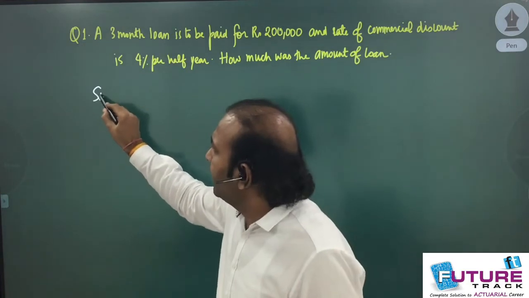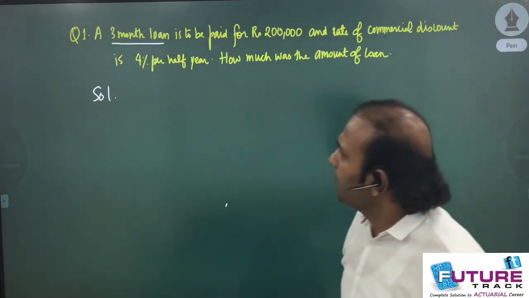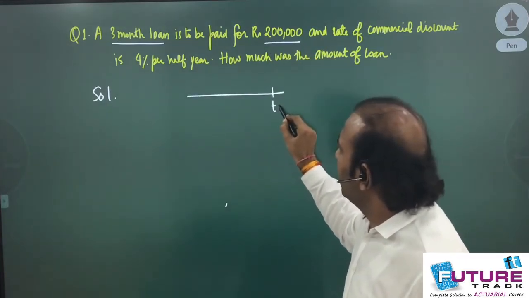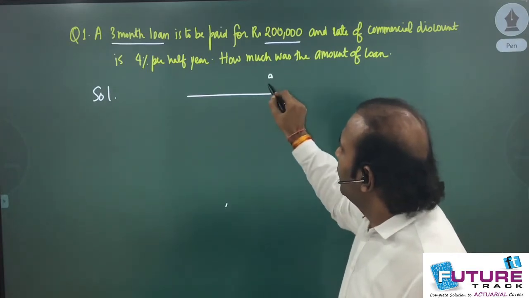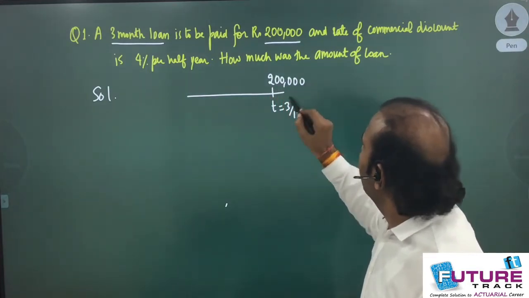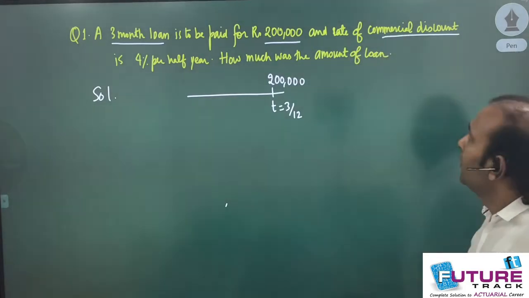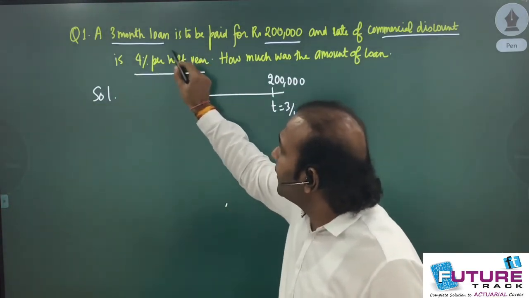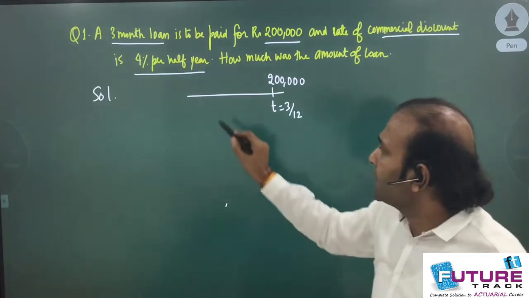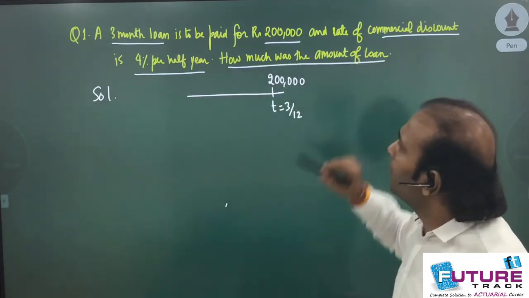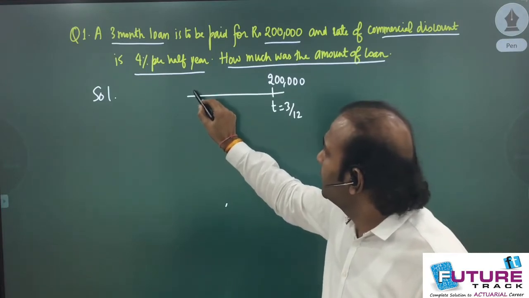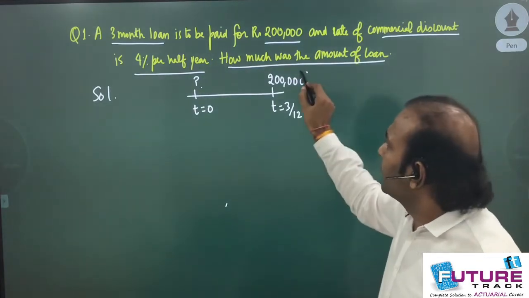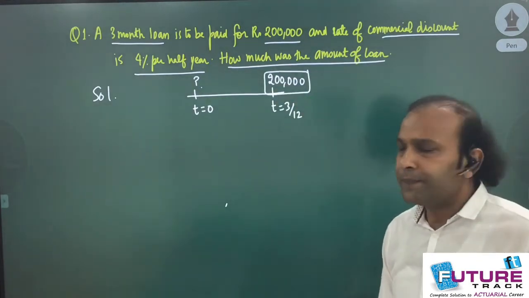So what we have given, a 3-month loan is given to be paid for 2 lakh. So a person has taken 3-month loan of amount 2 lakh and the rate of commercial discount, now commercial discount means simple discount, is 4% per half year. A very important class. This interest is charged per half year. How much was the amount of loan? So how much was the loan amount? We have to calculate. This is what we are paying after 3 months, right?